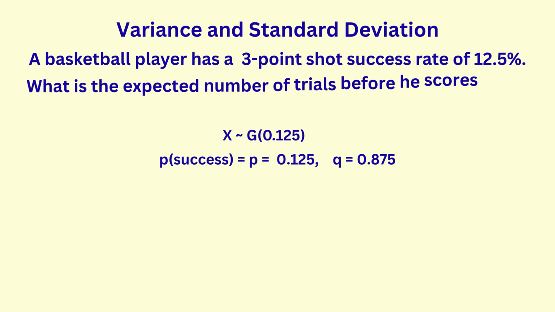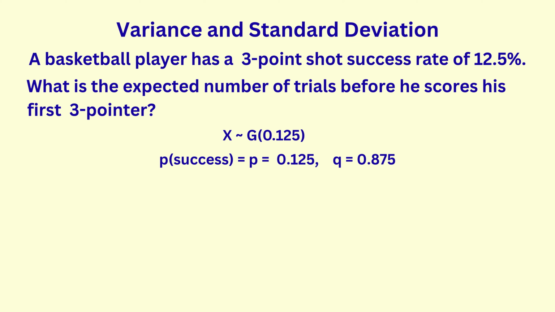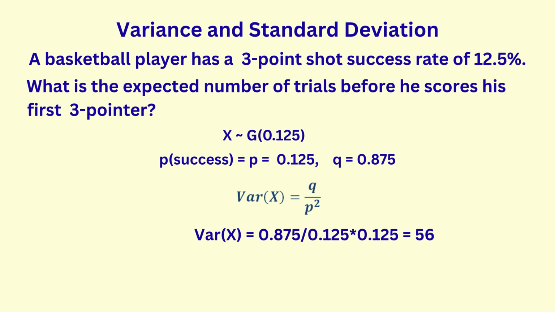By the way, what if we were asked for the variance and standard deviation? The formula for variance is q over p squared. Q is 0.875 and p is 0.125, which simplifies to 56.